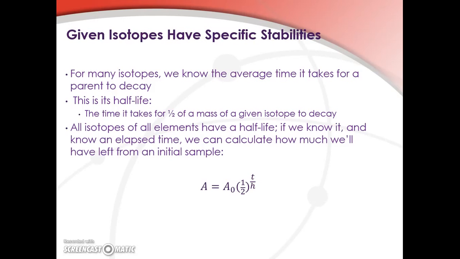So if we substitute in exactly the half-life for T, we can see that this exponent goes to 1, and we have half of what we had when we started.